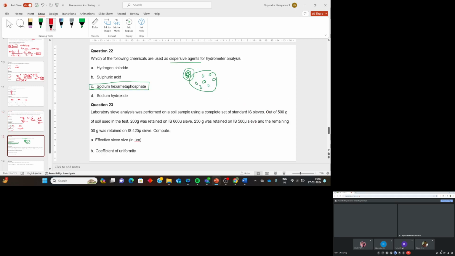Moving to the next question. This we have seen. Which of the following chemicals are used as dispersive agents? For the new joiners, if you have a soil mass in which the grains are attached to each other or are flocculated with each other, then for determining the particle sizes, you have to make them into individual grains. Instead of mechanically breaking them, during hydrometer analysis we make slurries in which we add dispersive agents. The most commonly used dispersive agent is sodium hexametaphosphate. So option C is the right option.